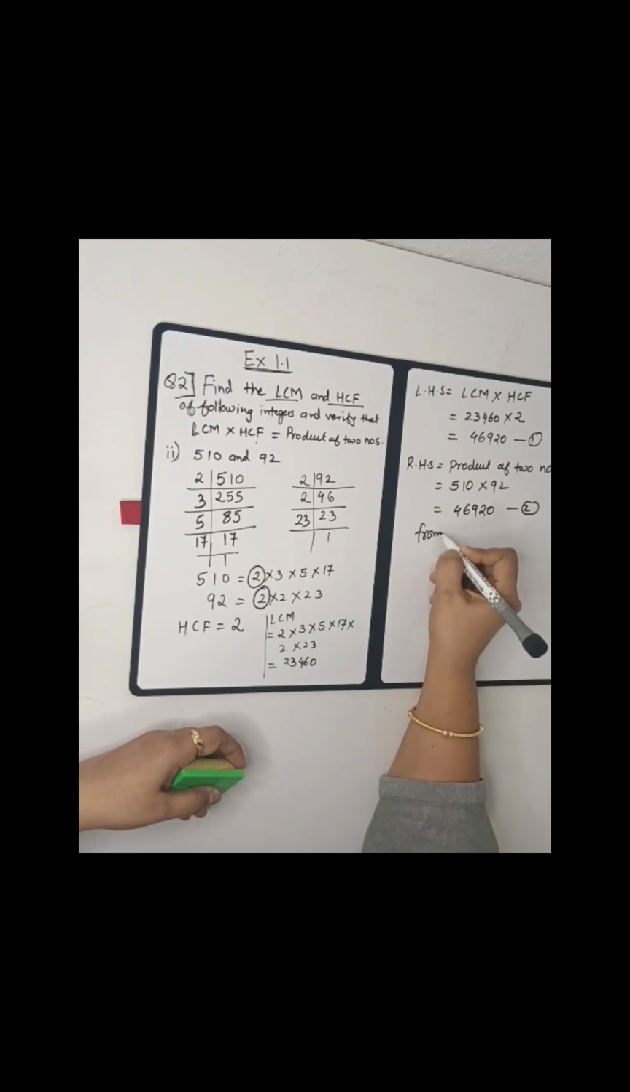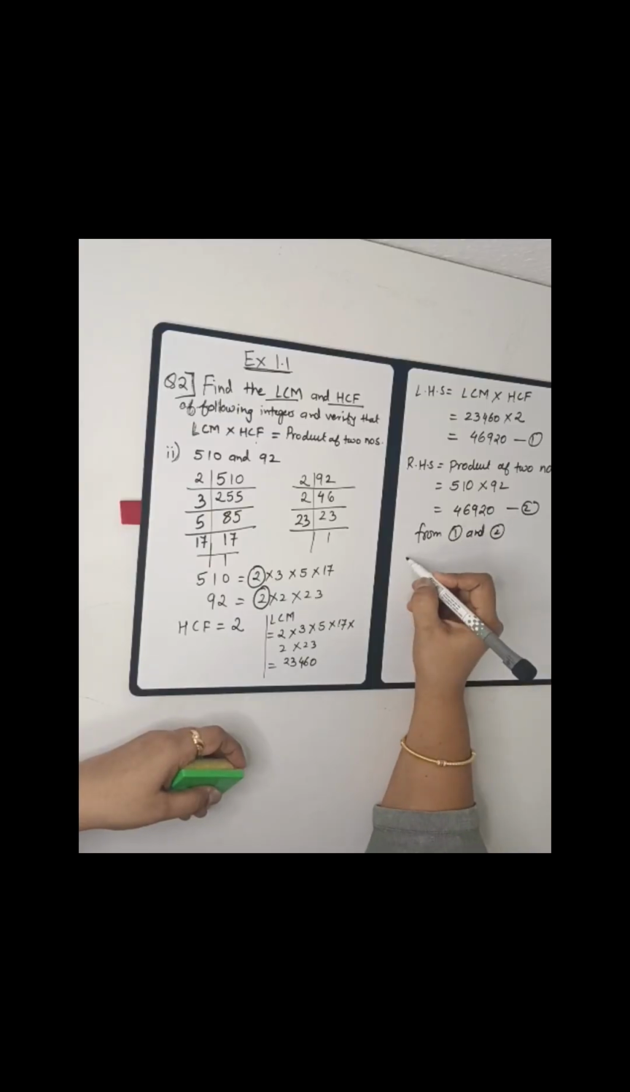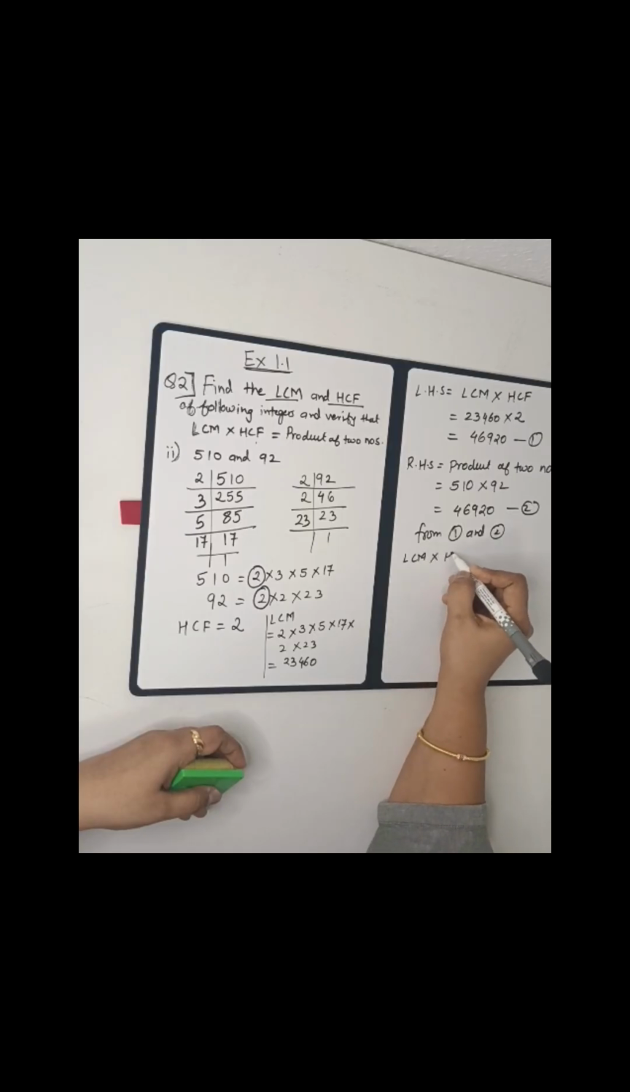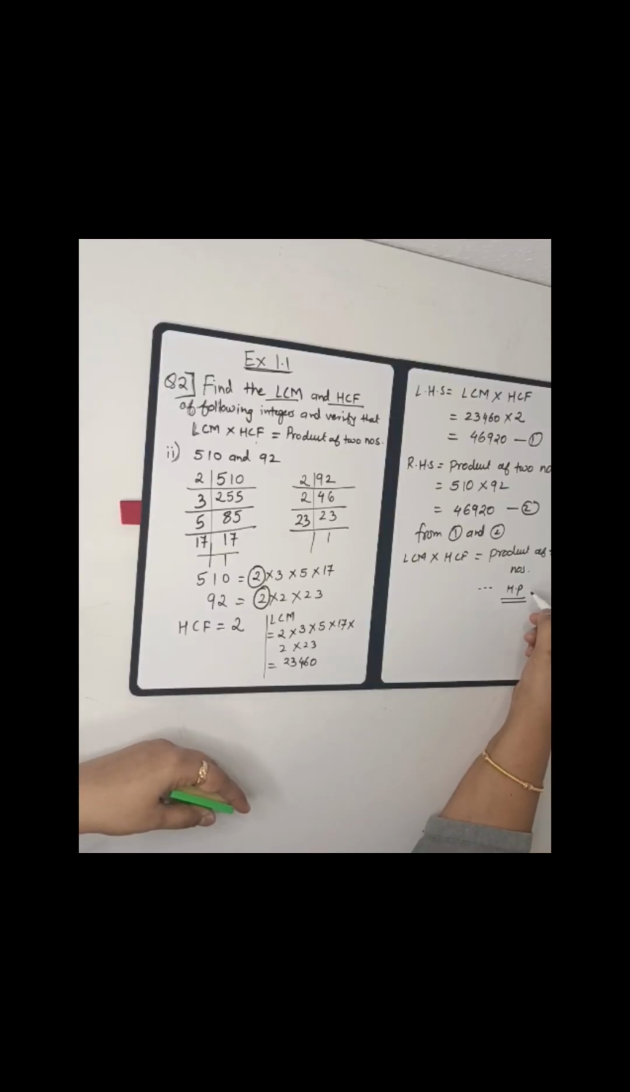So from 1 and 2, we get LCM into HCF is equal to the product of two numbers. So hence proved. Okay, so this is done. Now let us go to the next question.